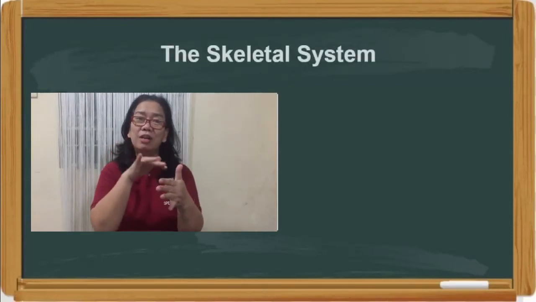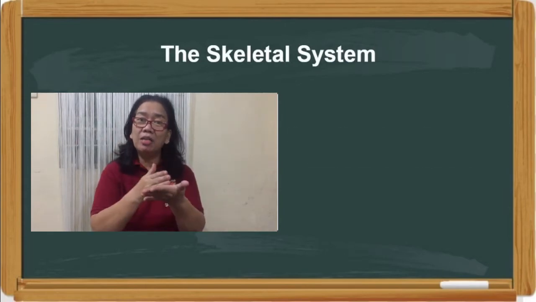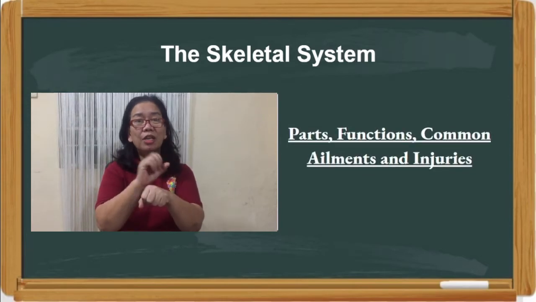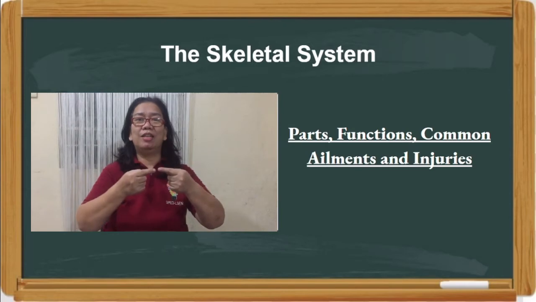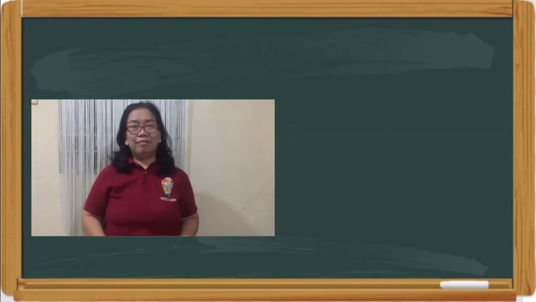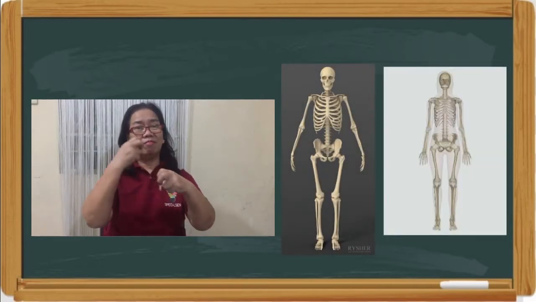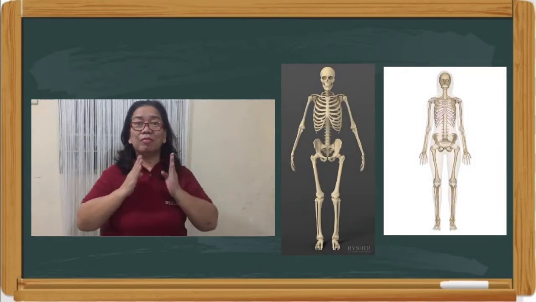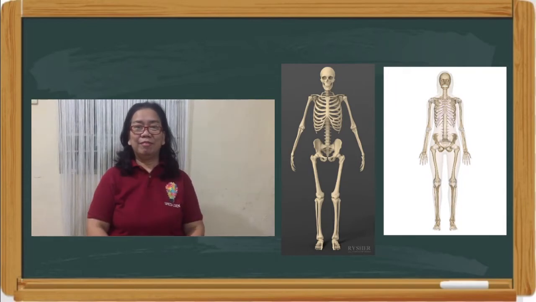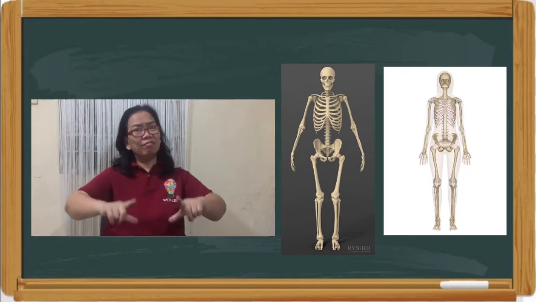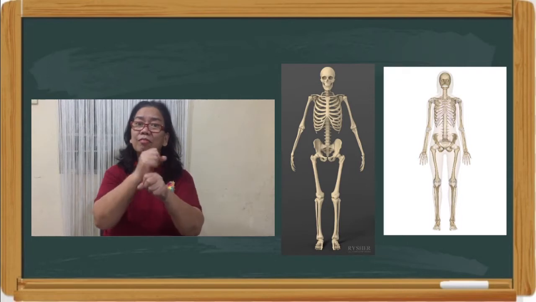Now we're going to study about the skeletal system, its parts, the functions, the common ailments and injuries. Listen. Our bones are one of the hardest substances found in our body, second only to our teeth enamel. Our bones are living tissues made of cells and are mostly made up of calcium, phosphate, and collagen.